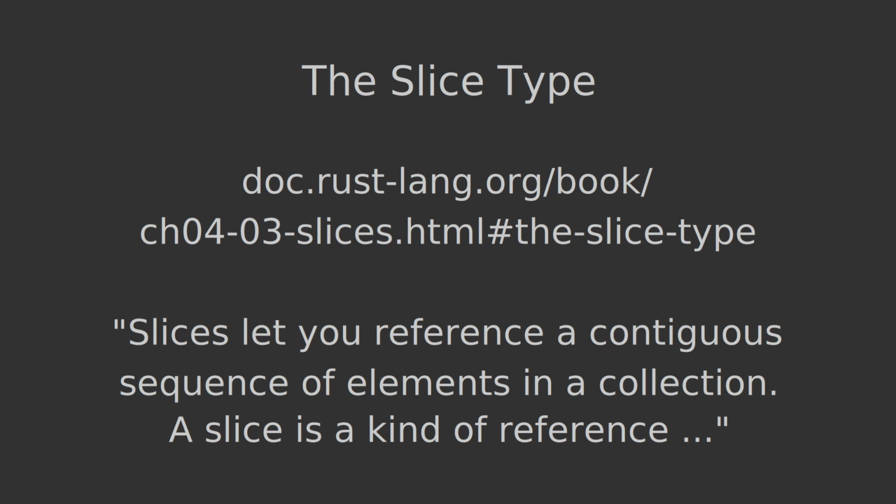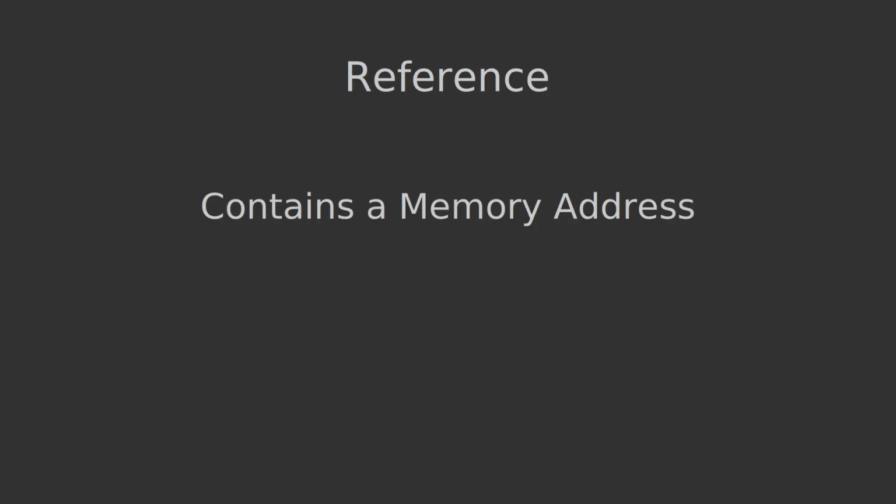Introducing the slice type, it says, "Slices let you reference a contiguous sequence of elements in a collection. A slice is a kind of reference." Remember, a reference is a type that contains the memory address of a value rather than the value itself. References and smart pointers are sometimes referred to as pointer types because they hold a memory address that points to where values are located. You can refer to my previous video on Rust memory management if you're a bit unsure about this. Use the link on screen or in the description.